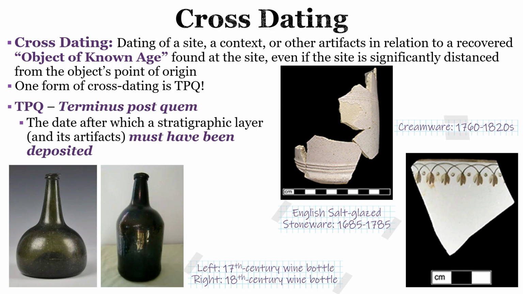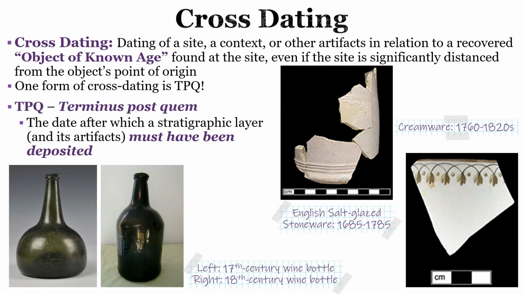And that's the case with these ceramics. So the English salt glazed stoneware that you see, we know that this was in use by humans from about 1685 to 1785. And the creamware that you see on the far right was in use from about 1760 to 1820. So if we're sitting here and we're trying to figure out what is the age range that these could possibly be, when we look at them, we realize that, well, the TPQ for this site must be 1820 or later.